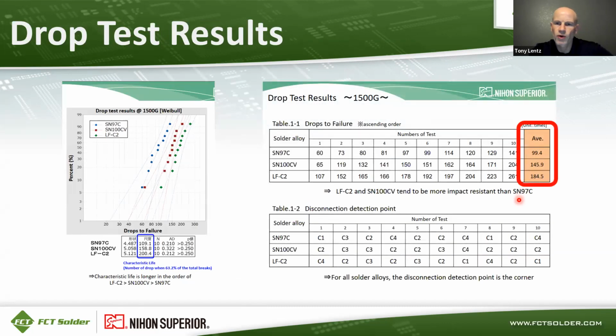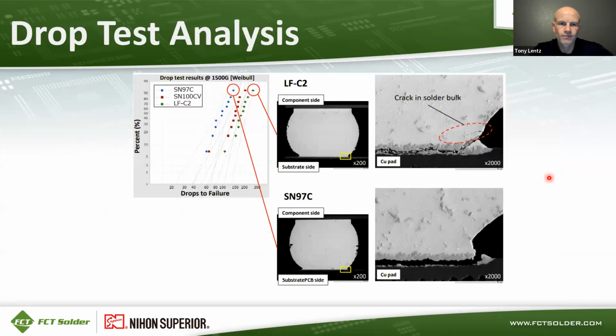So this chart summarizes the average drops to failure. SAC305 had the lowest average drops to failure of about 99. S100CV made it to about 145, or about 50% longer life than SAC305. And then LFC2 almost doubled the SAC305 life with 184 drops average to failure. So LFC2 definitely performed the best in this test.